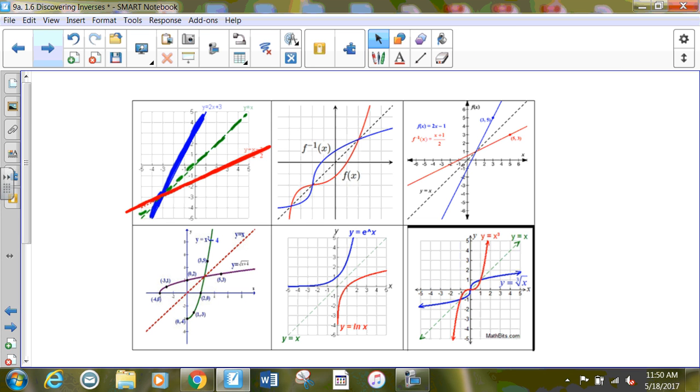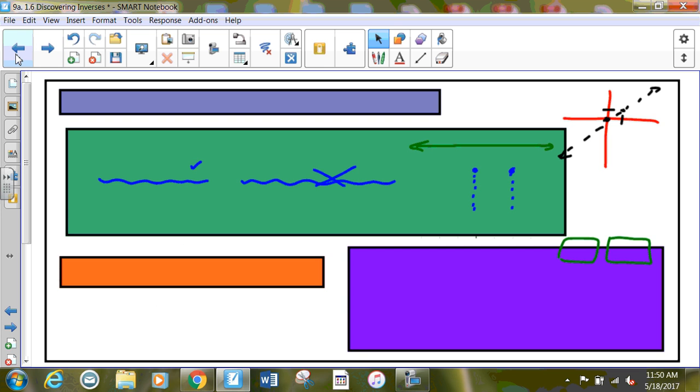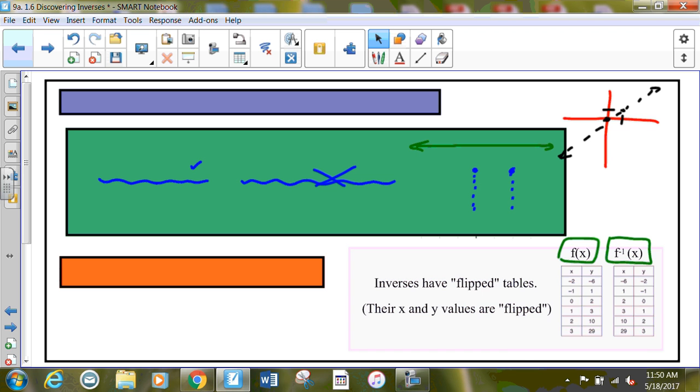All right, so we know what inverse graphs look like, right? We can start out with a function that has one-to-one correspondence as well as being a function, so we know what the inverse of that function would look like. We also just touched on real quickly what tables would look like for a function and its inverse. They're going to be flipped, right?